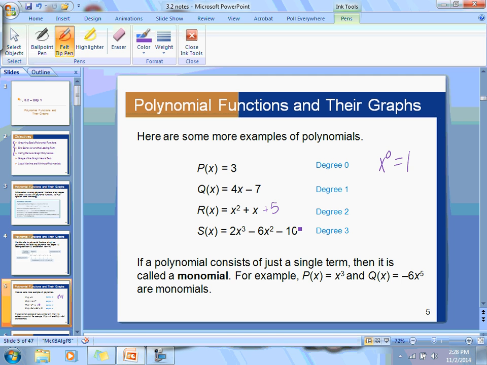Remember, anything that has just one term is called a monomial. 2 terms is a binomial. 3 terms is a trinomial. Anything beyond that is going to be a polynomial.